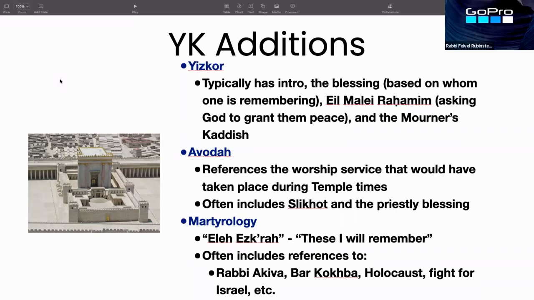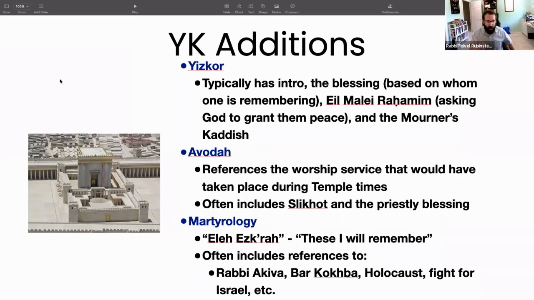It refers to this idea of let's all go back to the temple, right? This sort of return to temple days. And in movements that don't really look forward to a third temple or don't really care about that sort of theological implication, we'll just kind of omit this altogether. Often the Avodah service will include slichot, prayers for forgiveness, as well as the priestly blessing, because this is really the priestly service. That's another name for it.